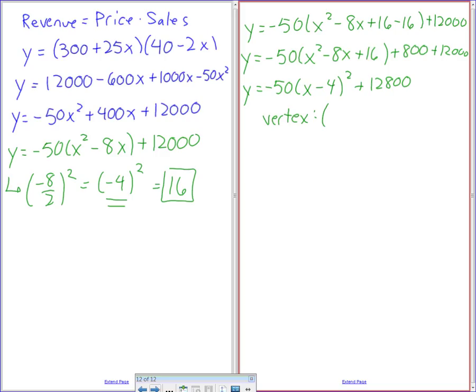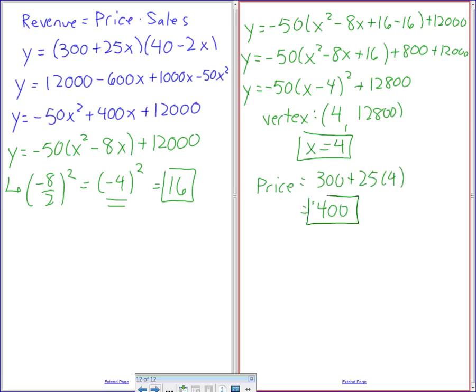So my vertex, right? Yeah, go ahead. Okay, great. So x equals 4. Now, of course, Maya, does that mean that we're selling our puppies for $4 a piece? No. So my price then is going to be 300 plus 25 times 4, which should be $400. Therefore, puppies. This question is a lot nicer when there's puppies.